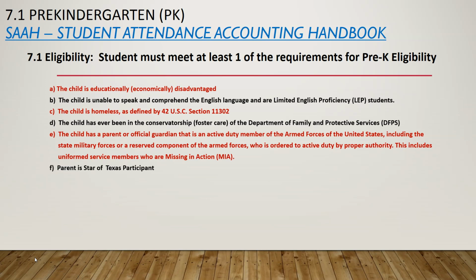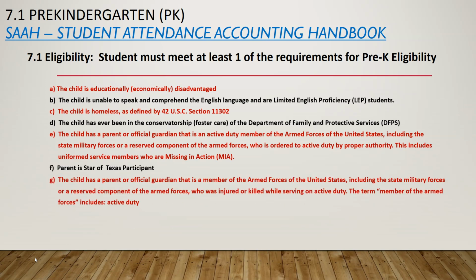A parent is a Star of Texas participant. The child has a parent or official guardian that is a member of the Armed Forces of the United States who was injured or killed while serving on active duty. And all pre-K students must be 3 or 4 years of age as of September 1st, 2018.